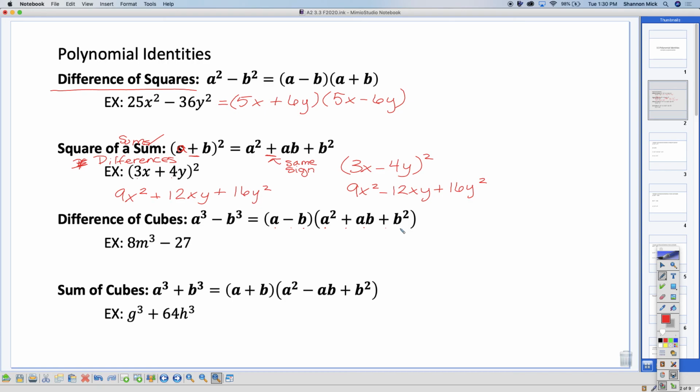Okay, is 8 a perfect cube? Yes, 2. Is 27 a perfect cube? Yes, 3. If you don't know your cubes, you're going to have to figure them out. Okay, is m cubed a perfect cube? Yes.